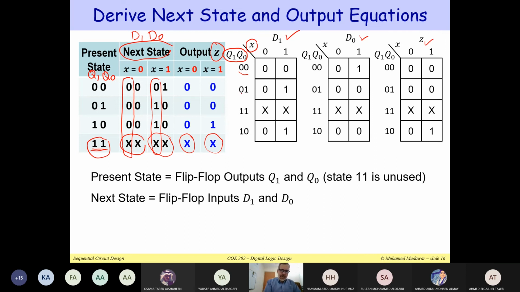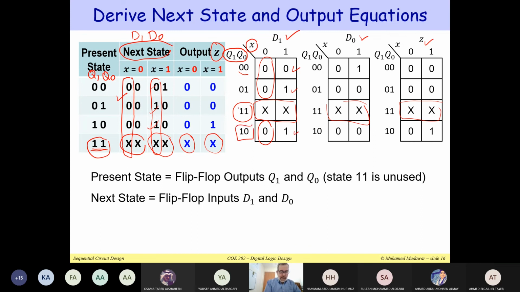So notice that for Q1, Q0 equal to 1, 1, here we have don't cares, here we have don't cares, here we have don't cares for the output Z. The rest, we just fill it. So notice that here we have 0, 0, 0. This is actually obtained from this column. Here we have 0, 1, 1. Notice that this is 0, 1, 1.